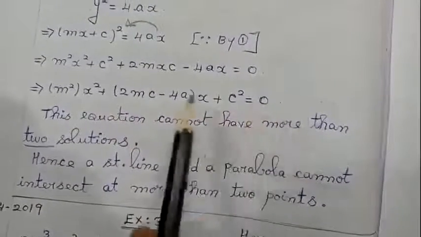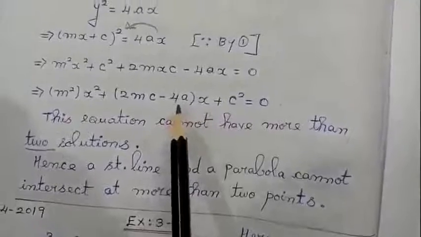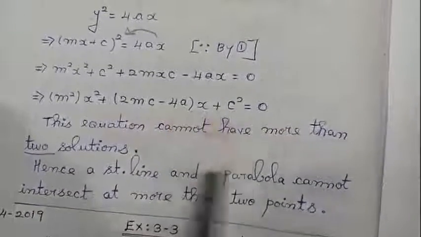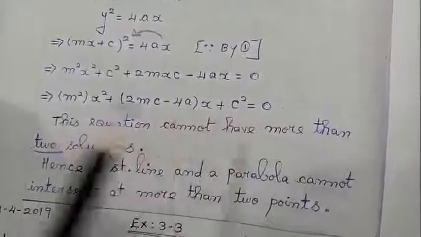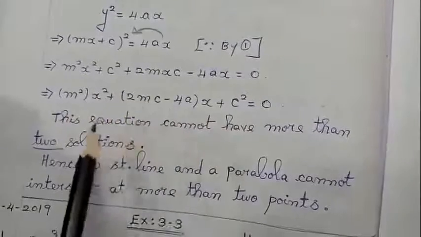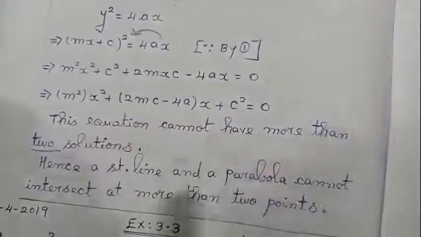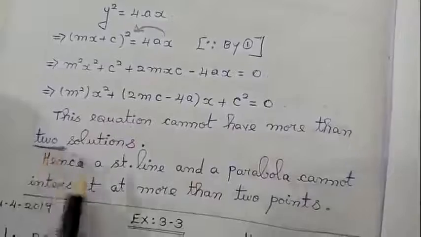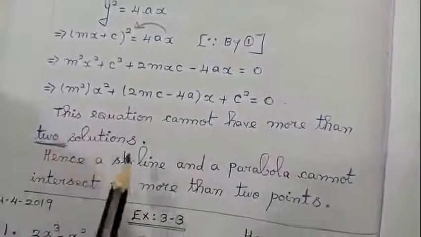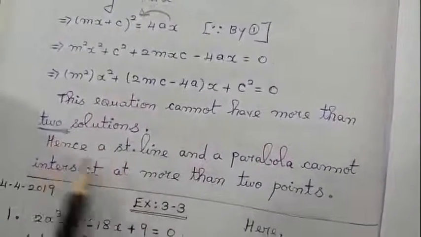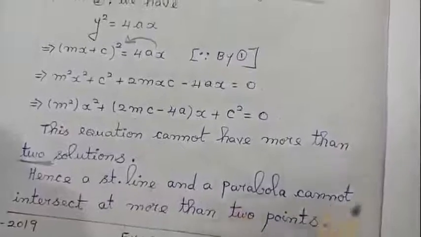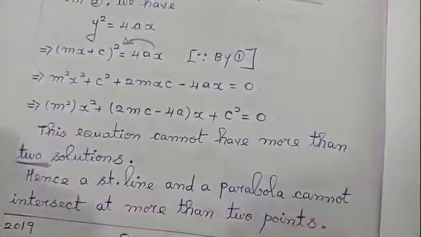If I get a quadratic equation, then I can say it will have only 2 roots. So this equation is a quadratic equation, and this equation cannot have more than 2 points, 2 solutions. That is the condition we are seeing from the first. Hence, a straight line and parabola cannot intersect at more than 2 points.